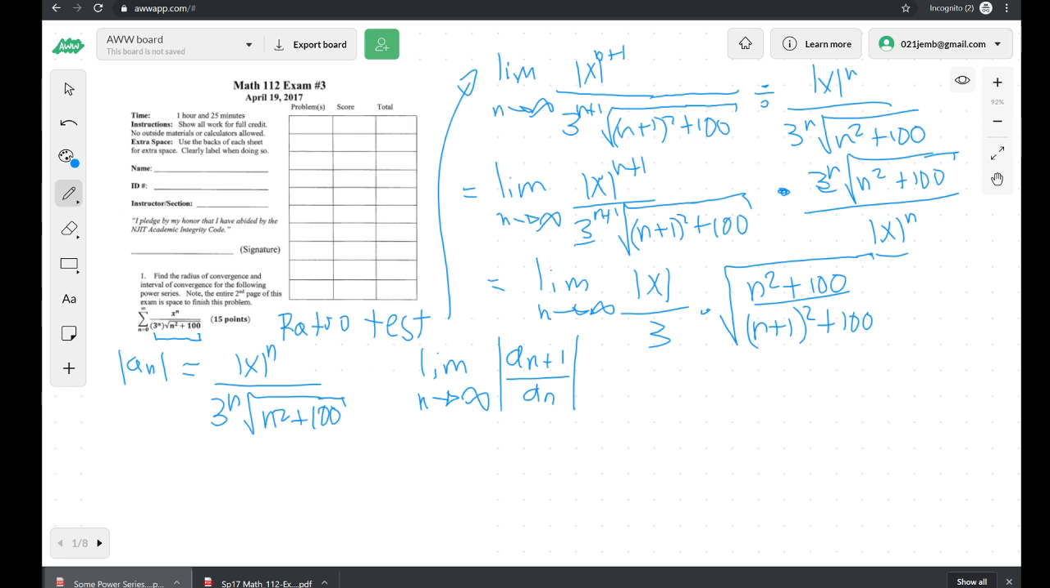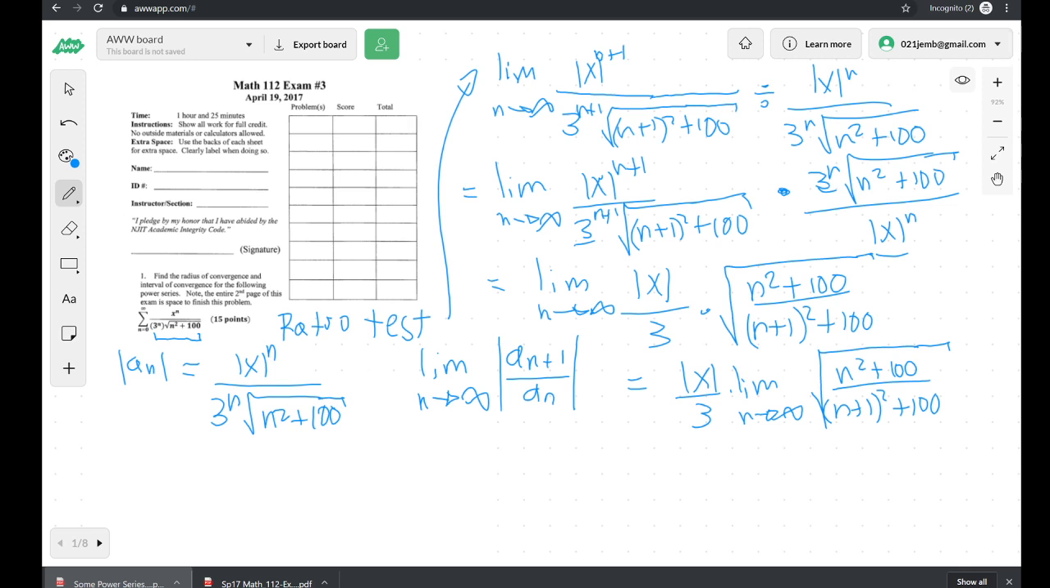So let me take the absolute value of x over 3 out of the limit, since it's a constant. So we have the absolute value of x divided by 3 times the limit as n approaches infinity of the square root of this crazy expression, n squared plus 100 divided by n plus 1 squared plus 100. Here what we will do is not use L'Hopital, because L'Hopital is not appropriate in this case, it's just too much. You're going to get infinity over infinity, but you're not going to use L'Hopital. You're going to be smarter.